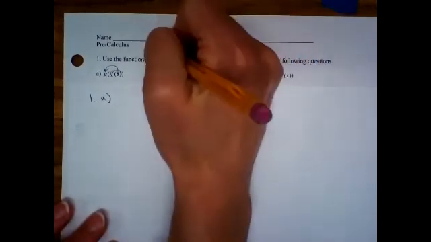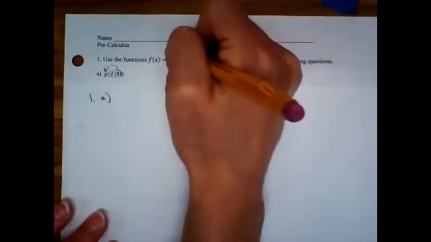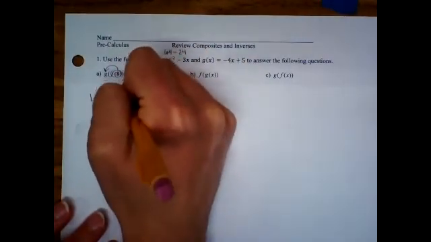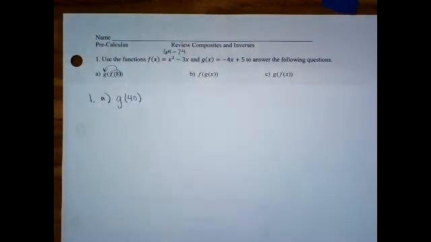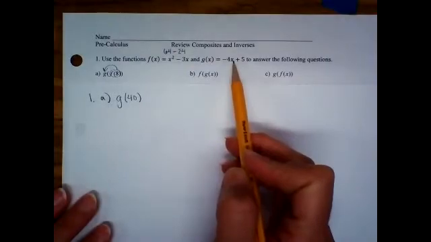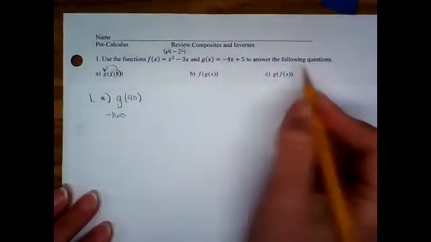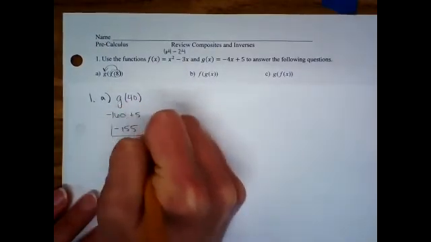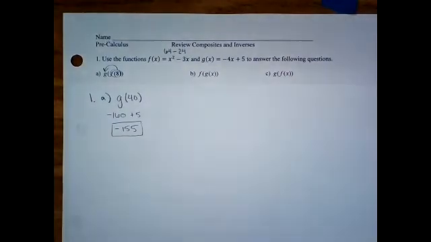8 squared, 64, minus 8 times 3, 24. So 64 minus 24 would be 40. So we're going to do g of 40. Should you write that step? Yeah, because if your final answer is wrong, I can't do partial credit if you didn't write it out for me. So g of 40. Now we're going to plug in 40 right here. Negative 4 times 40, that would be negative 160 plus 5 would be negative 155 as your final answer. So you plug into the inside function, whatever you get, plug into the outside.